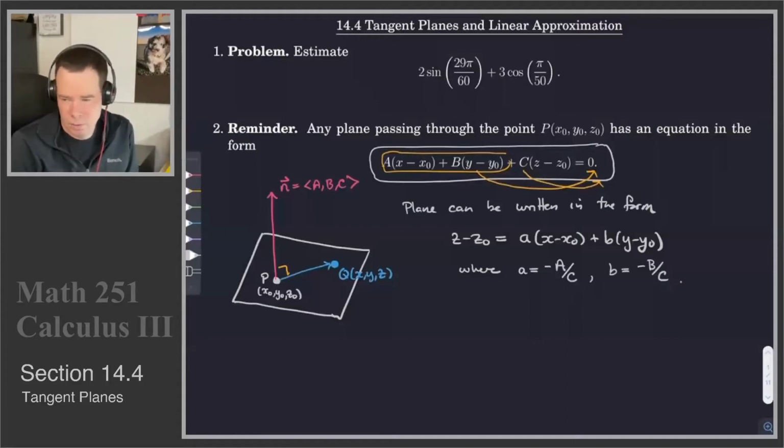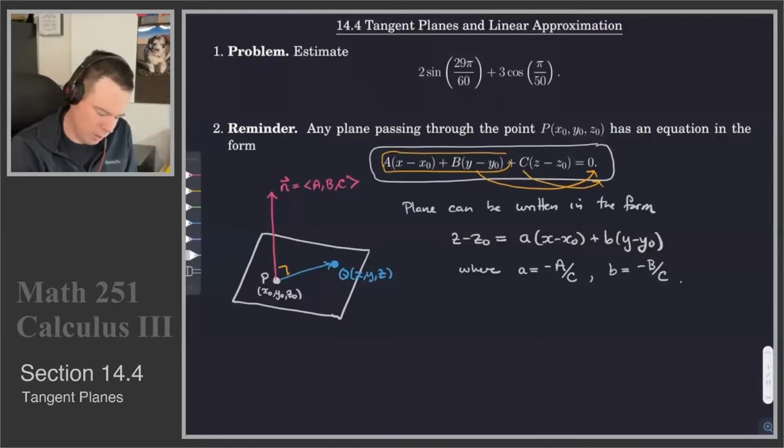The reason I've written the plane in this form is to try to draw an analogy with calculus 1 and tangent lines. When we write a tangent line to a function at a particular point, we can write it as y minus y naught is equal to the derivative times x minus x naught. And that's kind of the form I'm looking at here. It's just I've got little a and little b. And the main idea is that little a and little b in this equation are actually going to be the partial derivatives, the x partial and the y partial. So that's what we're going to see.